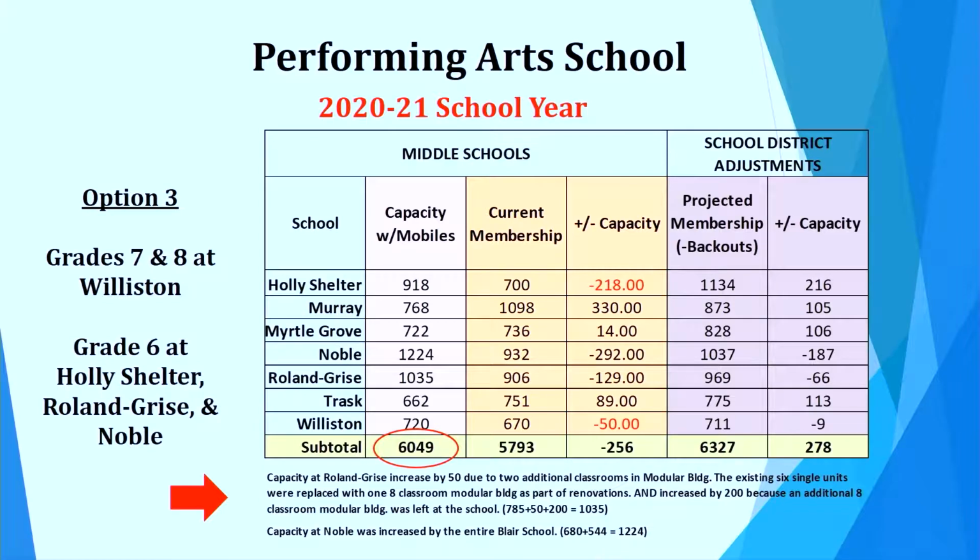In these, I did the same thing with the Roland Grice capacity and leaving 2 8-classroom modular units. But at Noble, since Riceville Beach will be gone starting the 2020-21 school year, I've now included the entire school of 544 students and added that to the 680 student capacity for Noble, which gave us a capacity of 1,224.